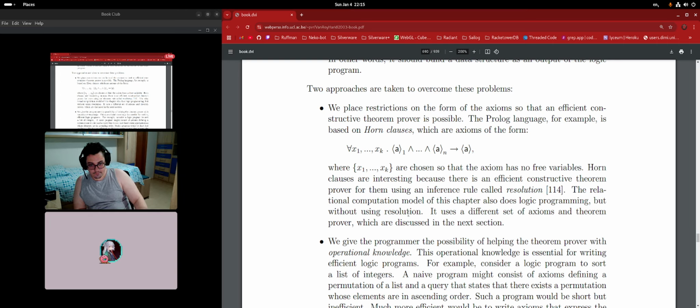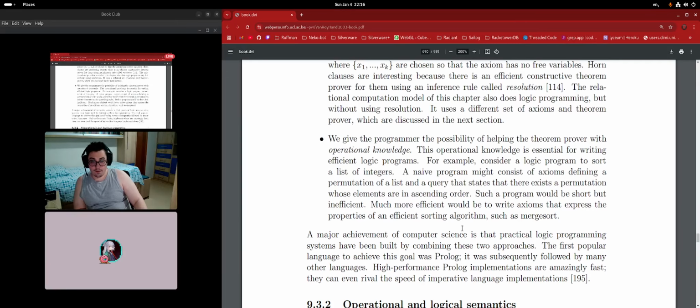The relational computation model of this chapter also does logic programming, but without using resolution. It uses a different set of axioms and theorem prover, which are discussed in the next section. We give the programmer the possibility of helping the theorem prover with operational knowledge. This operational knowledge is essential for writing efficient logic programs.